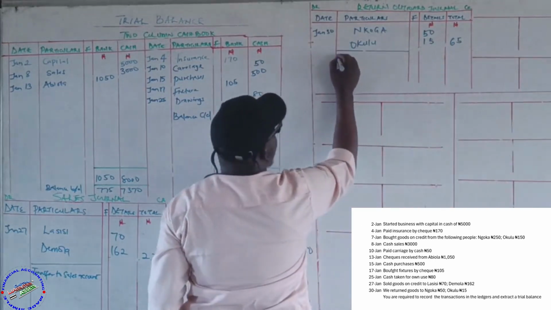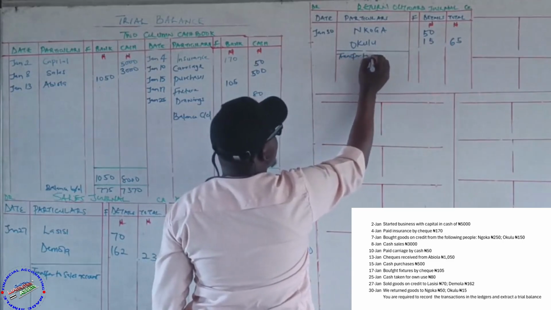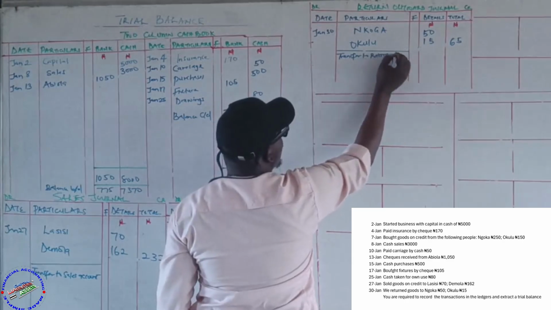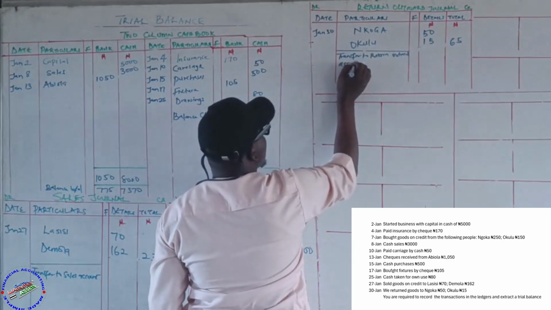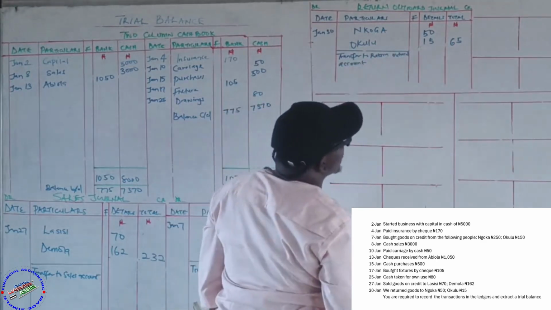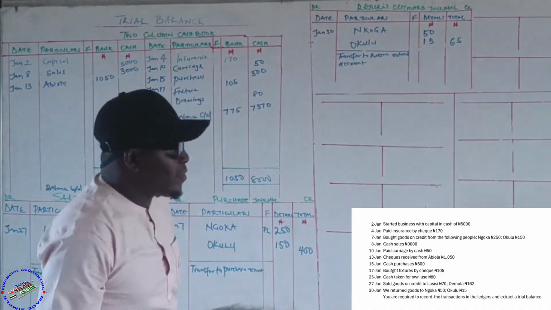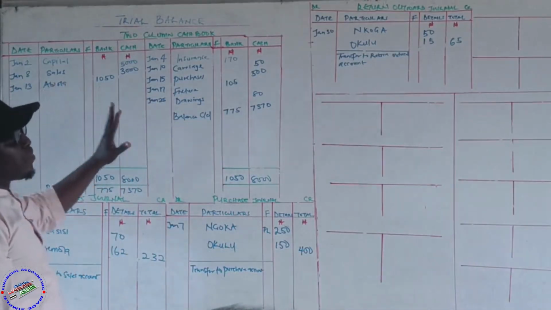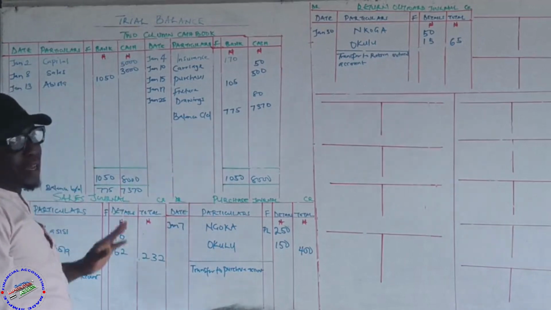So transfer to return outward accounts. Having done this, the next phase is to start posting from each of the subsidiary books to the ledger. So we are going to start picking them one after the other.